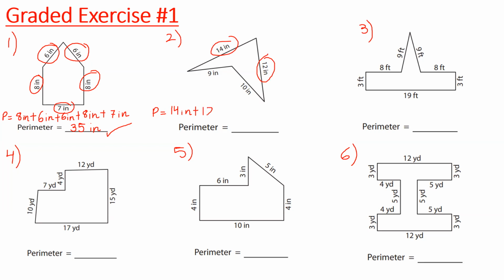So 14 inches plus 12 inches plus 10, then 9 inches. What did you get for your answer? It's going to be equal to what? 45. So let's add it. 14 plus 12 plus 10 plus 9 is 45.